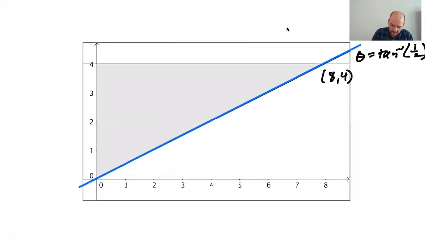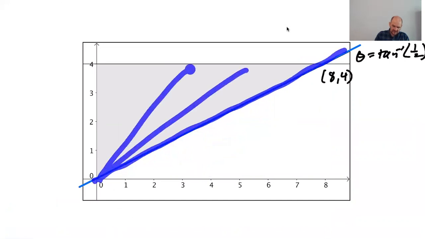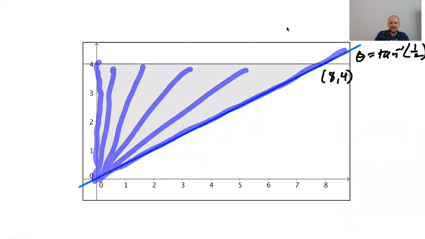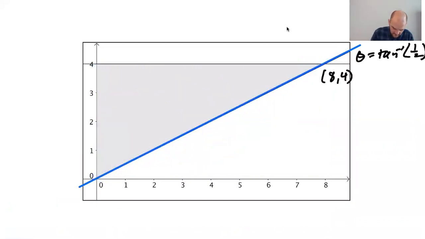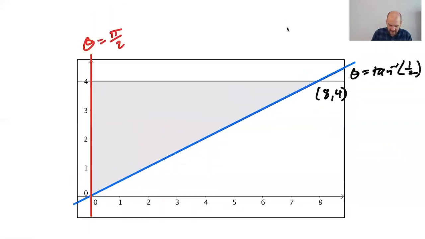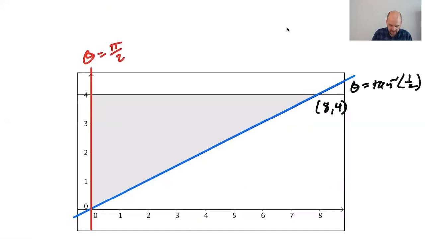So now think about how a polar region works. In a polar region, you always want to be rotating counterclockwise, basically. So we hit the region here, and we keep rotating. What value of theta do we stop at? We stop there. That's the end of our region, and that is theta equals pi over 2. So we're going to go from inverse tangent of 1/2 to pi over 2.